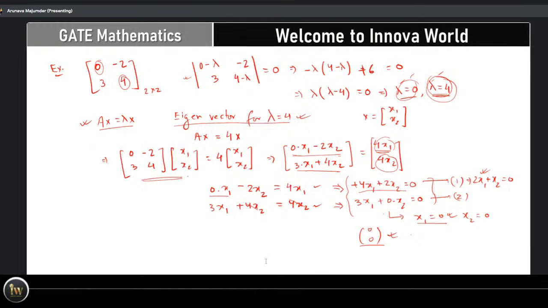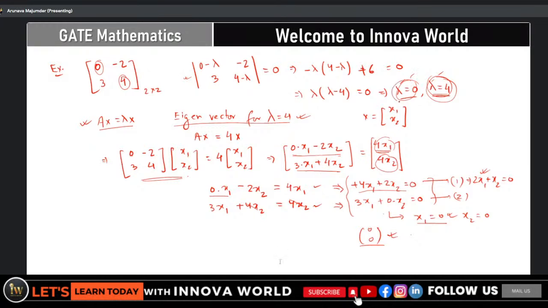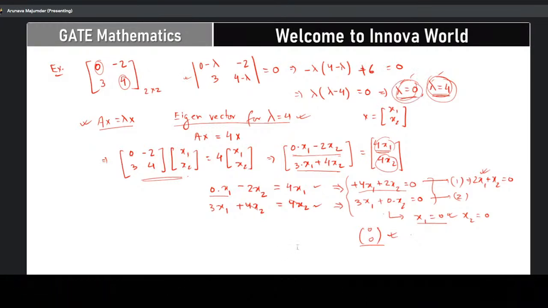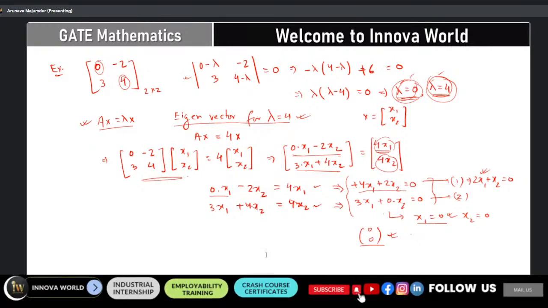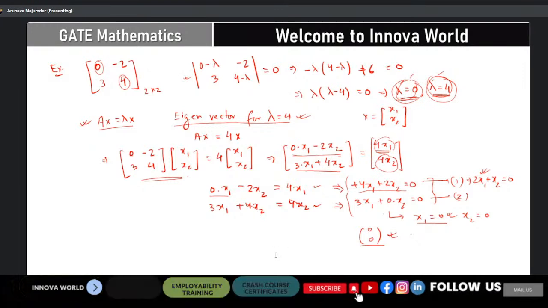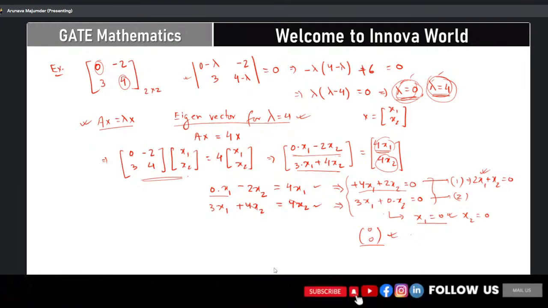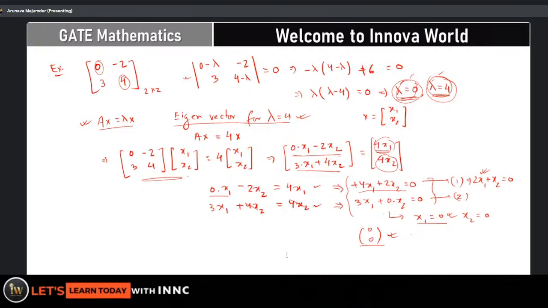Similarly, we can get the eigenvector for lambda equal to 0. I will be explaining some other examples of how to find the eigenvectors, for another 2 cross 2 matrix and also for a 3 cross 3 matrix, in the next lecture.